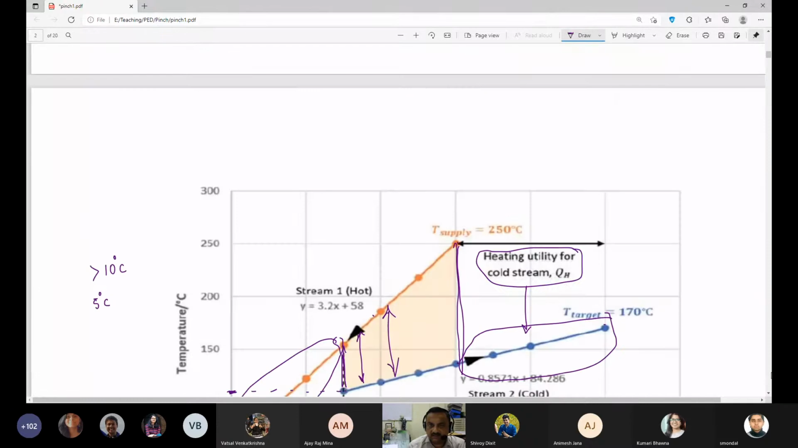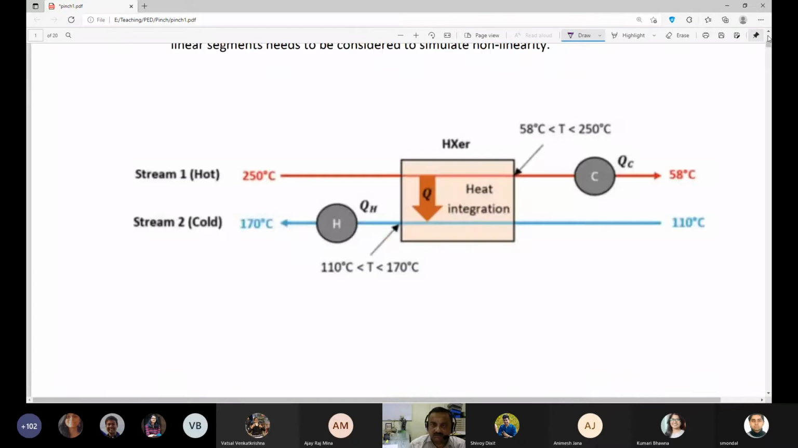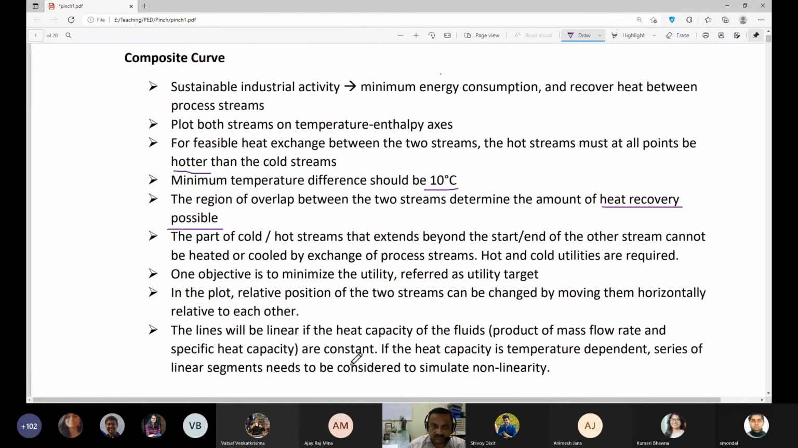I think we have seen this, right? For this part we need hot utility, that is steam, and for the other part we need cold utility, that is cooling water. One objective is to minimize the utility, referred to as the utility target. So one objective is we must minimize the utility.